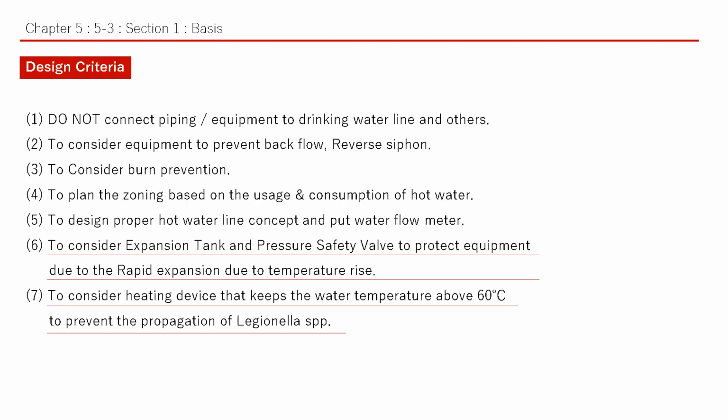Section 1. Basics. We study the basic rules about hot water systems. The general points are the same as supply water. If we pick up the differences: Item 6. To consider an expansion tank and pressure safety valve to protect equipment from the rapid expansion due to temperature rise. Item 7. To consider a heating device that keeps the water temperature above 60 degrees Celsius to prevent the propagation of Legionella spp.